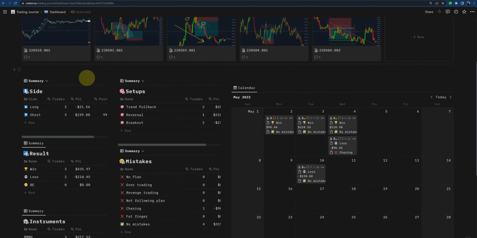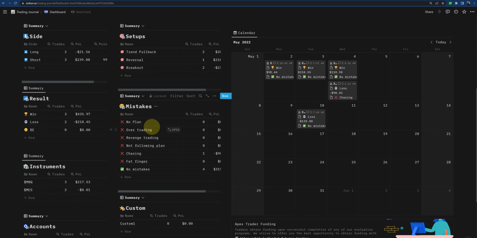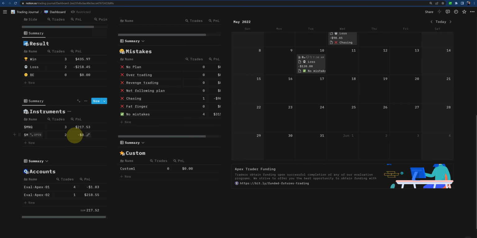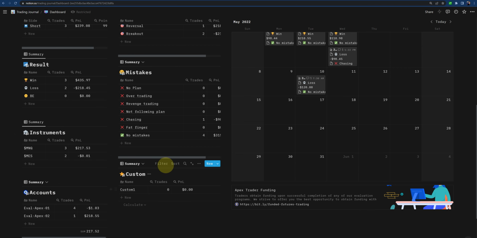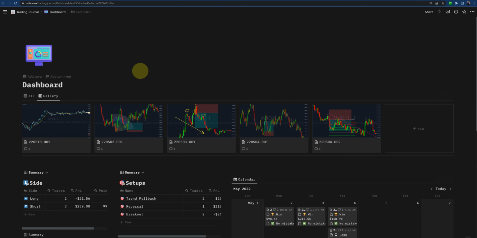And so, yeah, you could do long or short. You could see how stuff breaks down, P&L, trade-wise, win rates. What kind of setups do you have? Track your mistakes, your wins, losses and break evens, different instruments you trade, different accounts you trade. And I left one custom here for people to enter any information they want. And I got a nice calendar set up. So that's pretty much the dashboard.